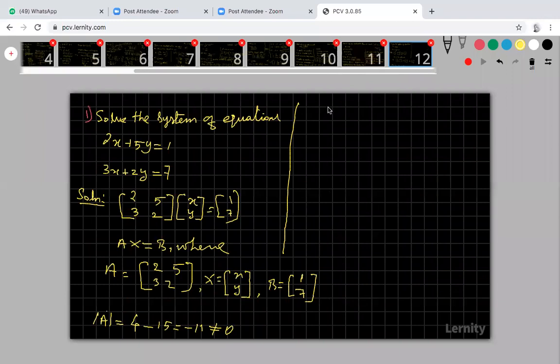How to find your unique solution? AX is equal to B. Pre-multiplying A inverse on both sides and simplifying, I will get X as A inverse into B. First of all, find A inverse and multiply by B, and you will get the unknown matrix. My A inverse is equal to 1 by determinant of A, adjoint of A. First of all, find adjoint of A. I have already found that determinant of A is minus 11.